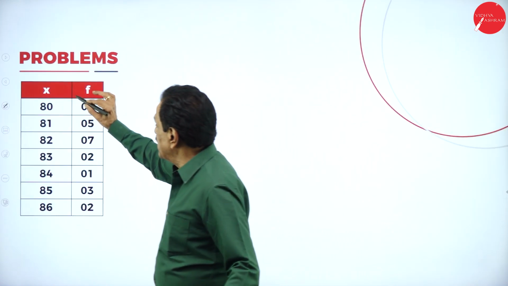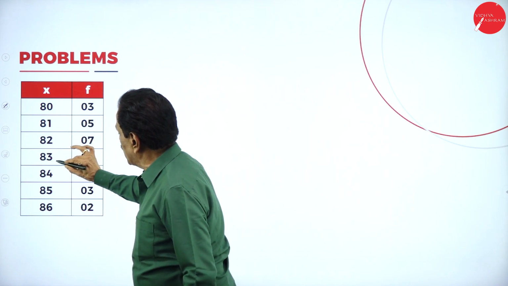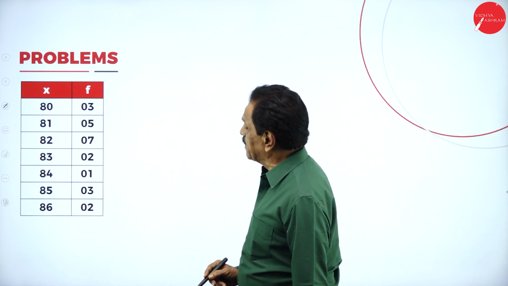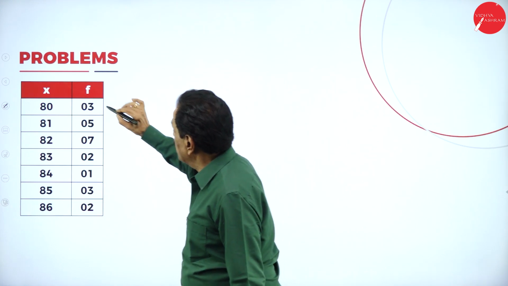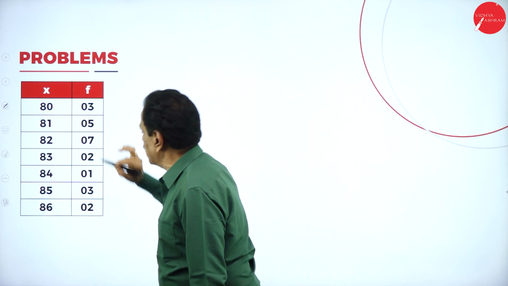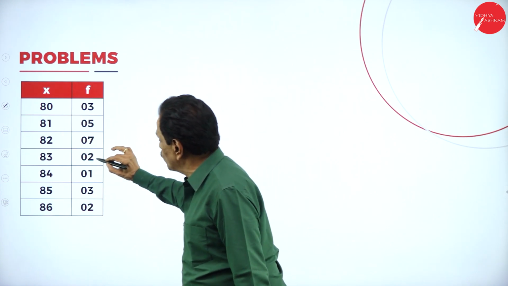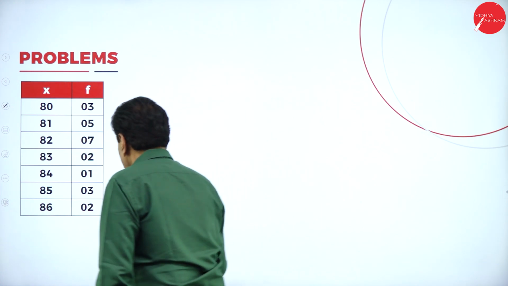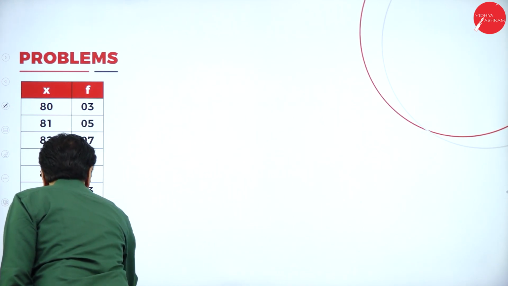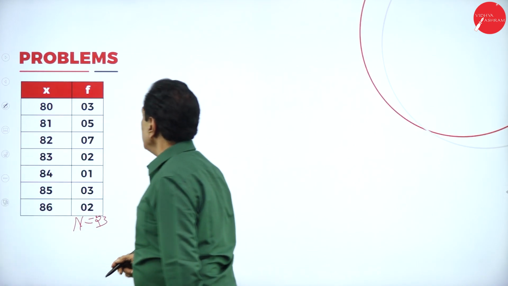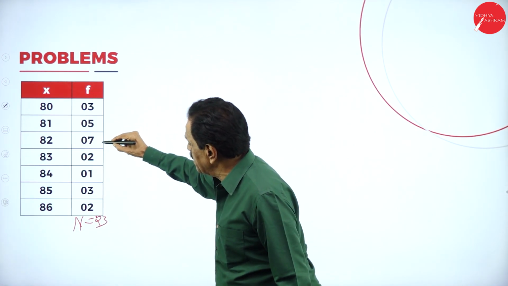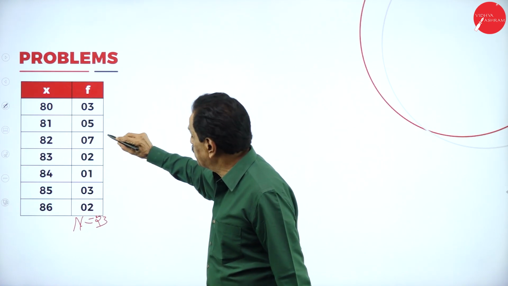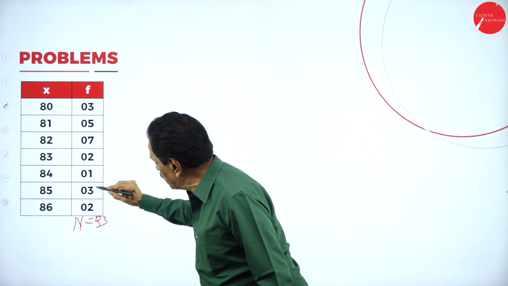Here, they have given 80, 81, 82, 83, 84, 85, 86. Then they have given the frequency 3, 5, 7, 2, 1, 3, 2. 3 plus 5, 8. 8 plus 7, 15. 15 plus 2, 17, 18, 21, 23. This is n, which is 23.